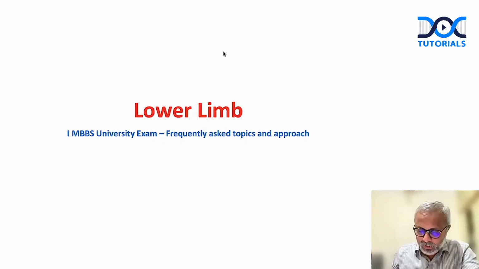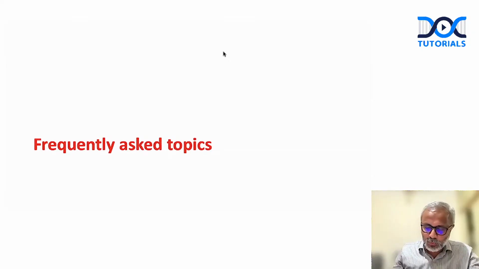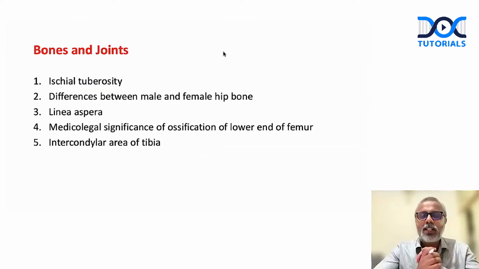As we have done in the previous sessions, we will first begin with the most frequently asked topics. We'll try to identify the high yield topics in the section of lower limb, and then we'll try to solve a few case-based questions which were asked previously in the university exams. So first, let's start with the bones and the joints of lower limb.